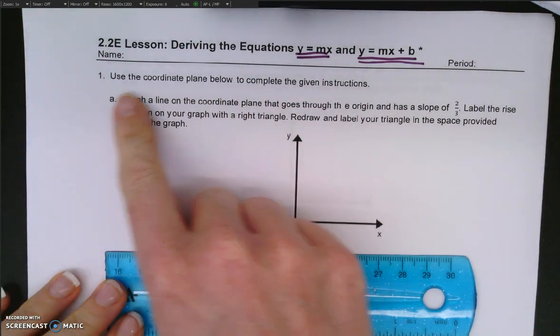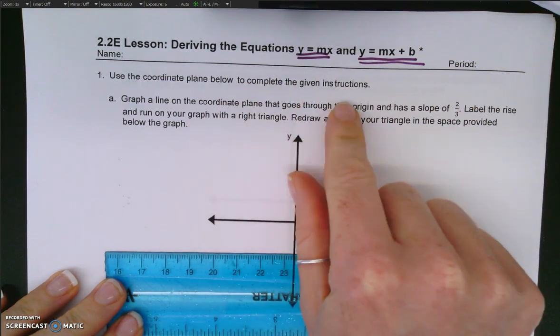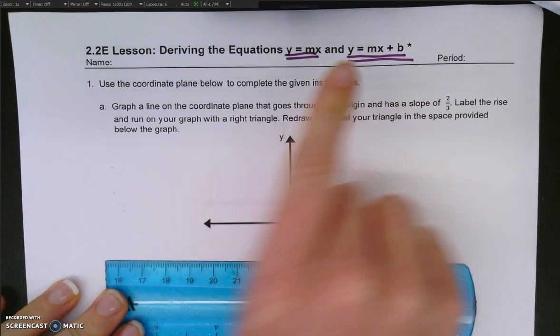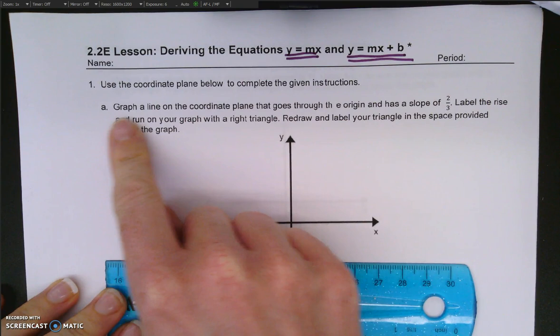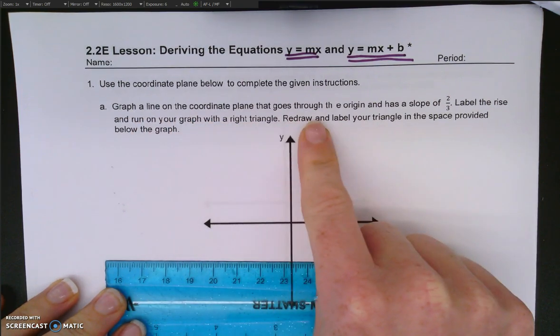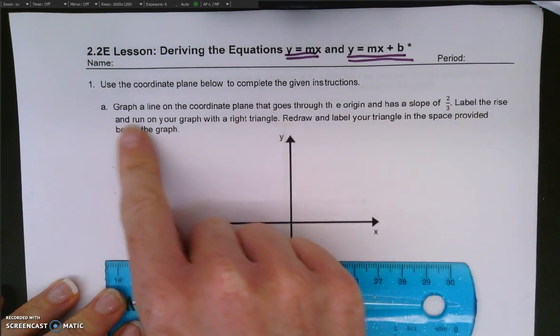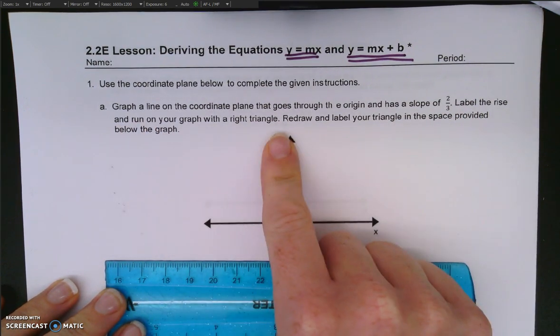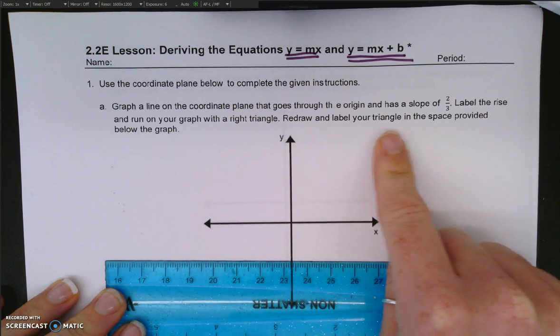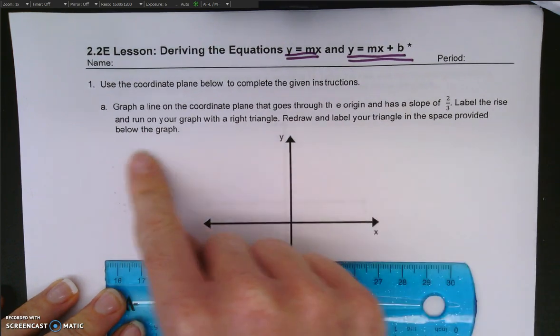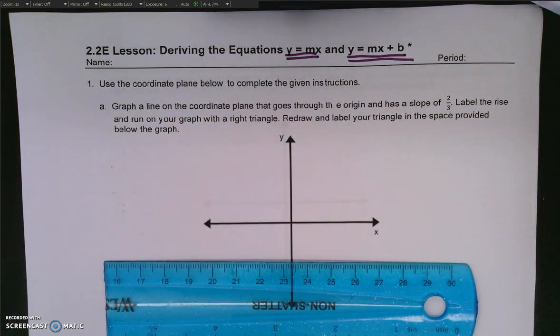Number 1, use the coordinate plane below to complete the given instructions. Let's read our instructions first together. Graph a line in the coordinate plane that goes through the origin and has a slope of 2/3. Label the rise and run on your graph with a right triangle. Redraw and label your triangle in the space provided below the graph. Let's break down these directions to see what we need to do first.